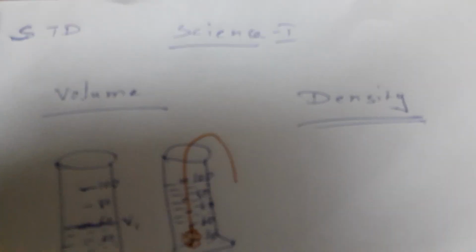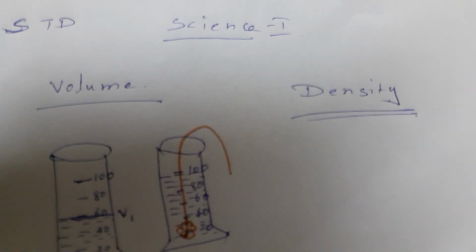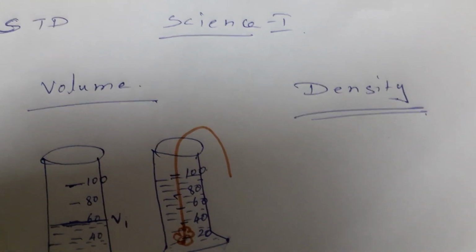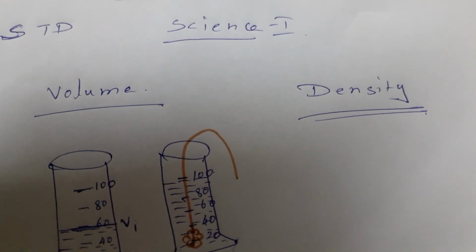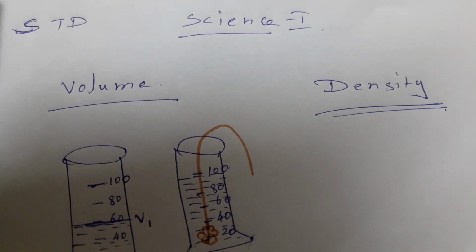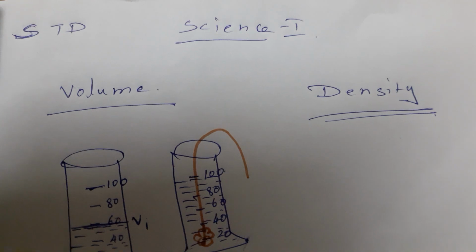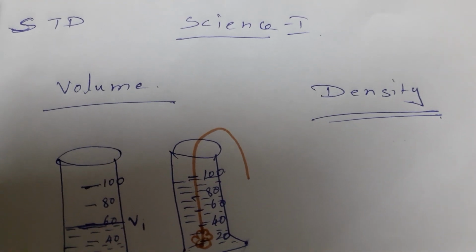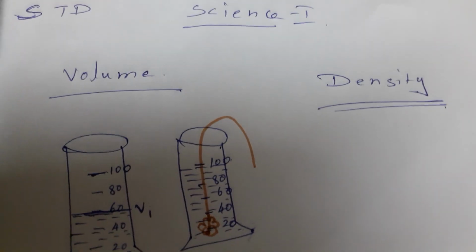Good morning, students. In the last class, we studied in the first lesson measurement, fundamental quantity, derived quantity, area of an irregular shape, volume of regular shape and volume of irregular shape. Then we came to density, then some astronomical units we have studied.